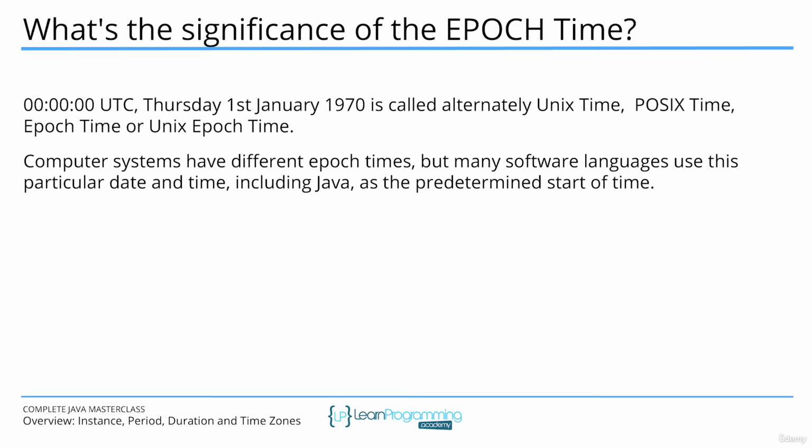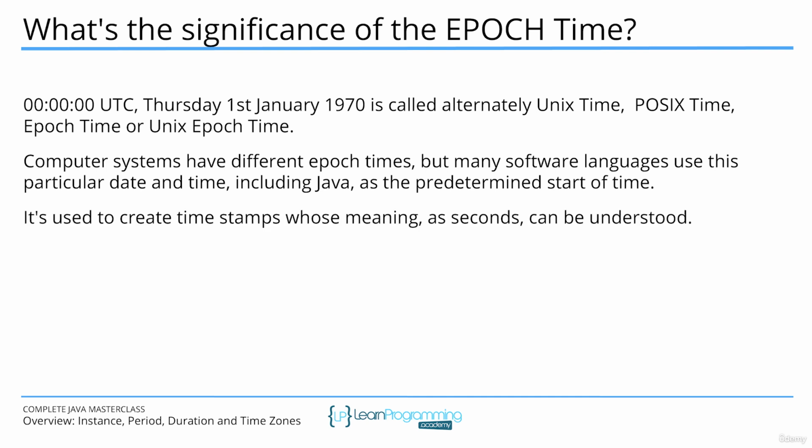Obviously 1970 isn't the start of time. This date was an arbitrary date selected by Unix engineers to create meaningful timestamps that could be compared to each other. This date kind of stuck and is now a standard for a few operating systems as well as many programming languages. It's used to create timestamps whose meaning, as seconds, can be understood.